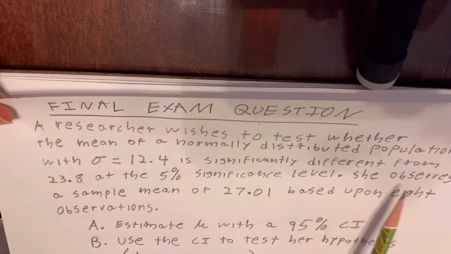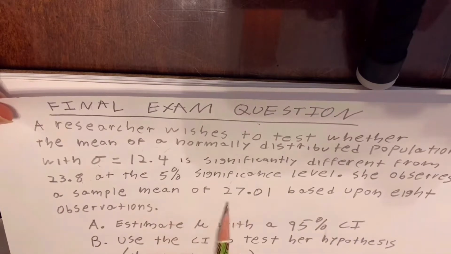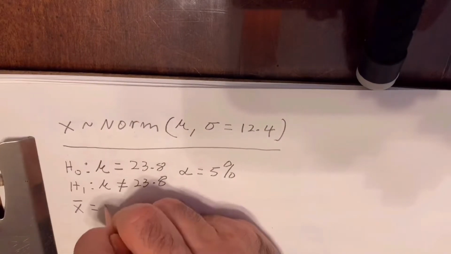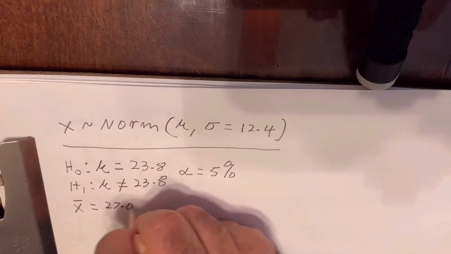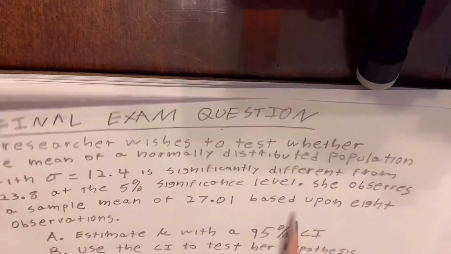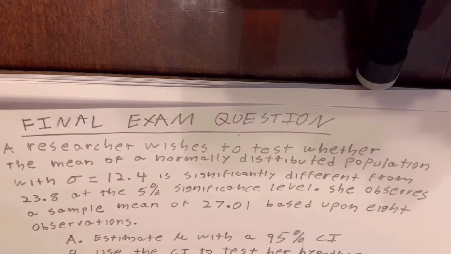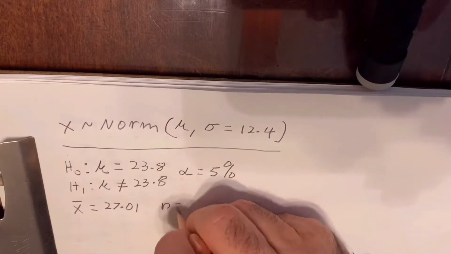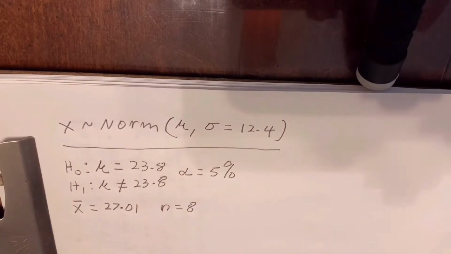Then it says she observes a sample mean of 27.01. So we write x bar equals 27.01. And then it says based upon 8 observations, so we write n equals 8. So that's really the first step, just converting this word problem into symbols.